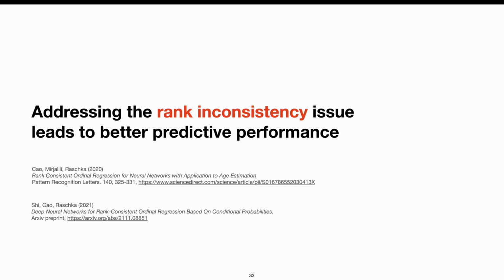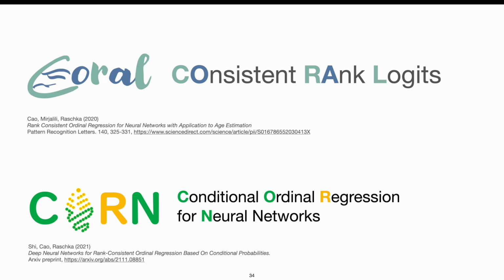We have worked on some research projects where we tried to address this rank inconsistency issue. We have two methods we developed for that, which I want to briefly outline here, because we found that addressing this rank inconsistency issue helps with improving the predictive performance. One method we call CORAL, short for consistent rank logits, which we published last year in Pattern Recognition Letters. We also have a new method called CORN, which stands for conditional ordinal regression for neural networks.